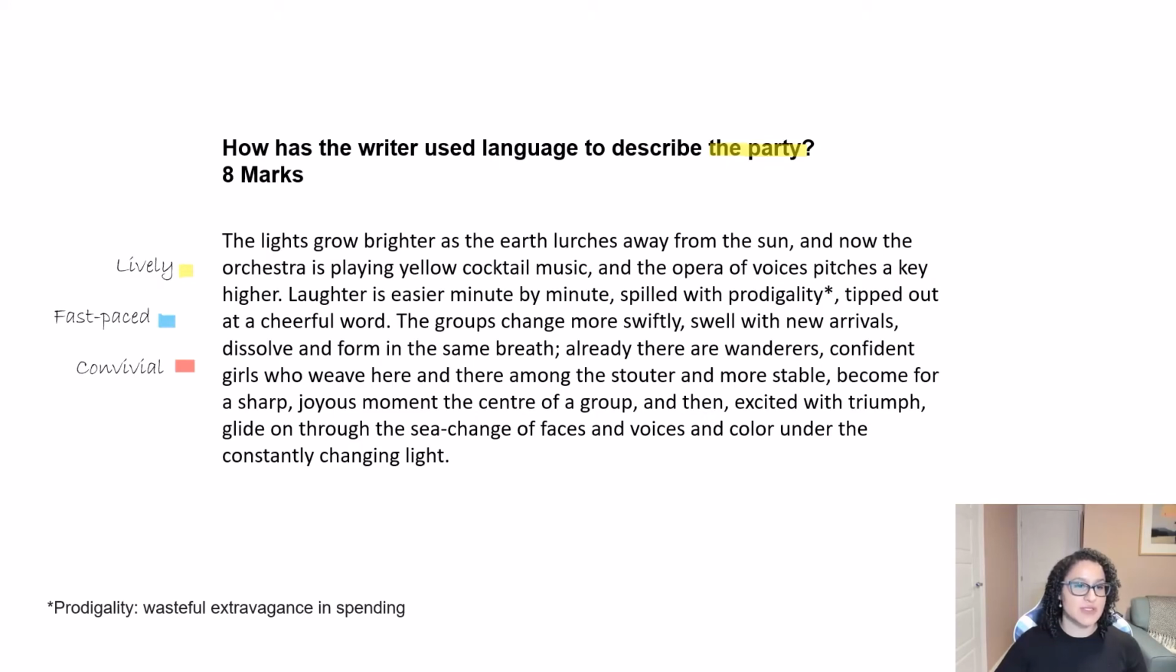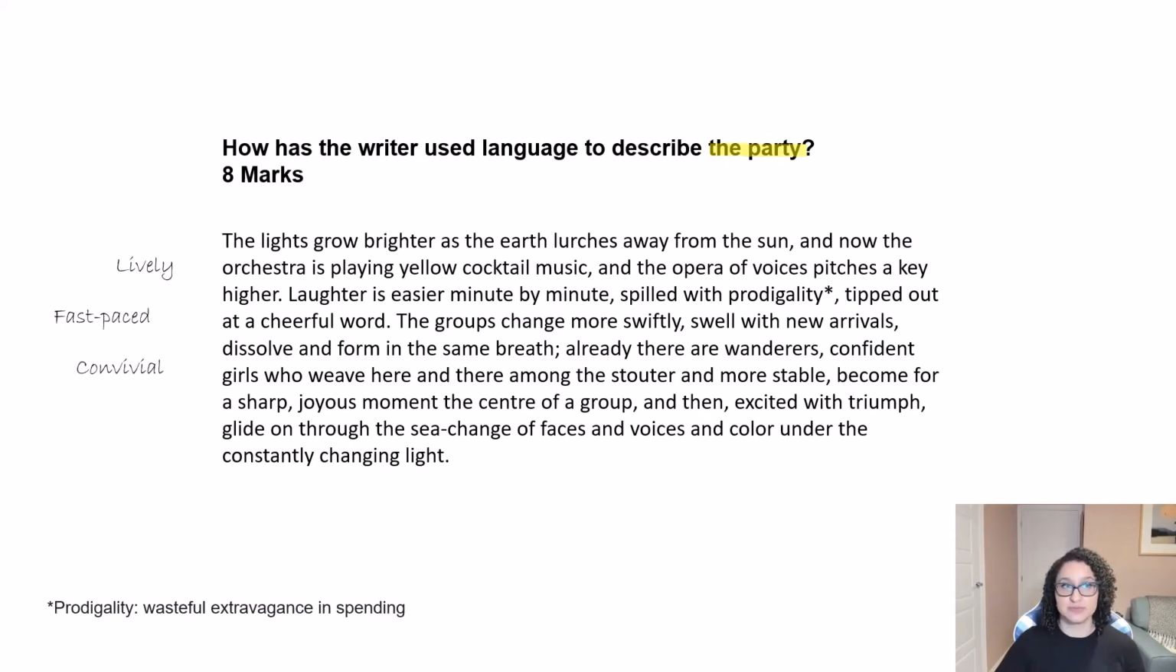For the moment, I'm going to imagine you've just got the one highlighter, and so you're just highlighting the same. I'm also doing that because my ideas of lively, fast-paced, convivial are going to be provable from very similar quotations. They're not completely separate from one another, and nothing ever is in a text. These ideas intertwine with one another, and so they intertwine in the quotes. So I'm just going to have quotes that have the ability to prove potentially all three or two of the three or whatever.